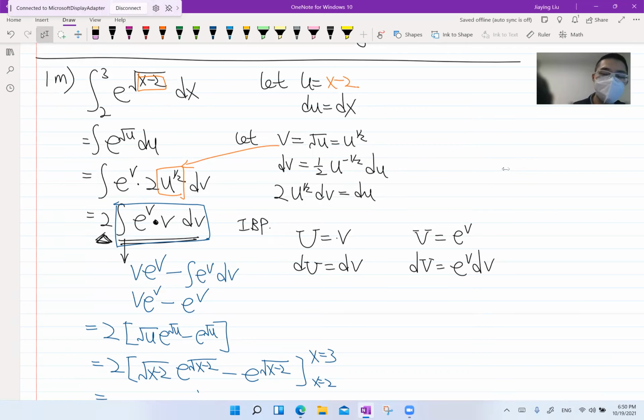What I did is that I used substitution to replace x minus 2 with u, and then using v somewhere in the middle. But at the end, in this step, I converted everything back to x. Then it's okay for me to use the direct x values given in the beginning, because everything is in terms of x, there's no problem plugging them in, right?